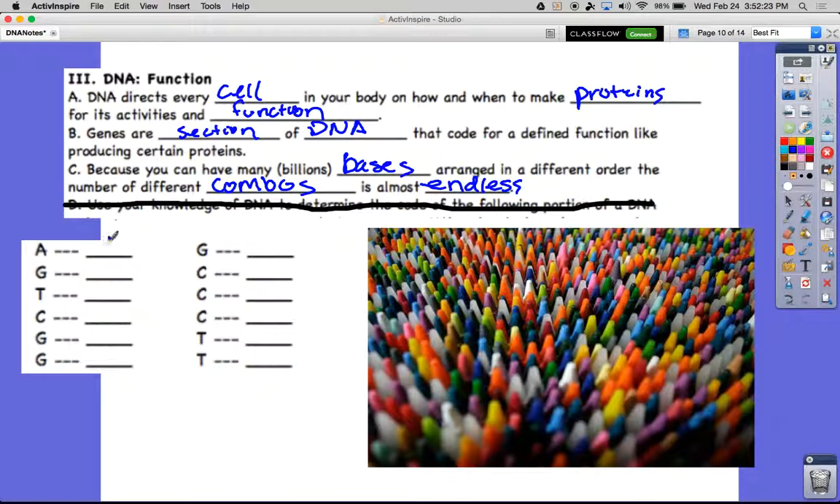A little bit of practice here. So if we have an A, it gets a T. Remember, adenine and thymine always match up. G, C, A, G, C, C. Okay, I'll let you fill out the rest.